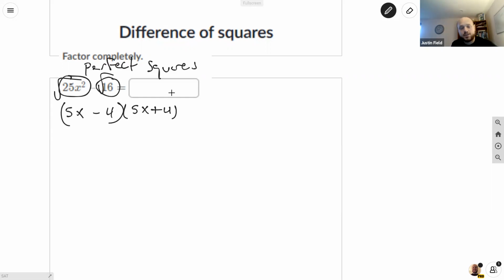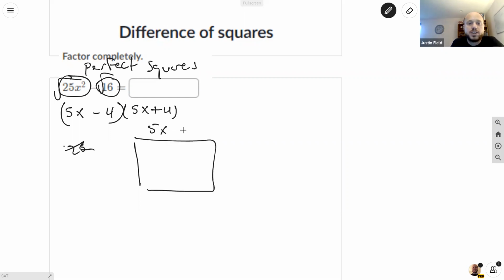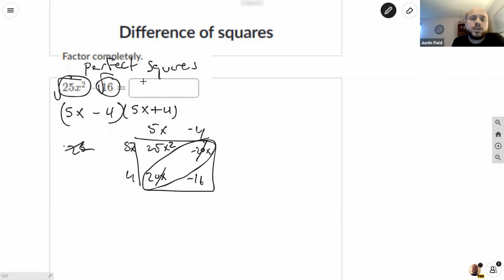The reason that is true is because notice there's no middle term. One being plus and one being minus cancels out the middle term. Let's just do the boxes. You don't have to do the division. I'm actually done with the problem, but just to show you, this is 25x squared. This is negative 20x. This is positive 20x, and this is negative 16. So these two cancel out, and we're left with what we started with. So this factors into 5x minus 4 and 5x plus 4.